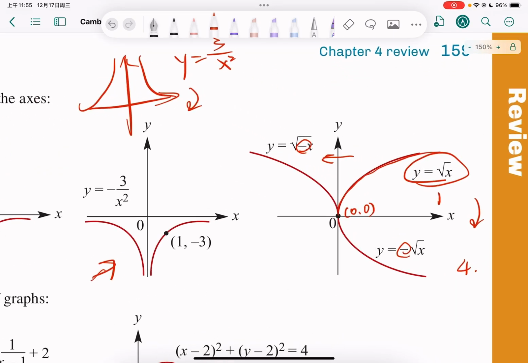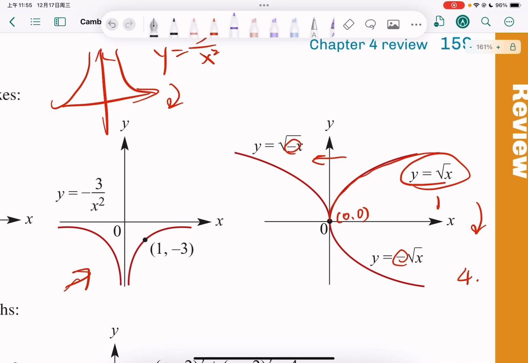Or you can think of it like this, because we know under the square root, this thing must be, let's say, for example, a. So this a must be greater than or equal to 0. So if we have a negative x under this square root, then the negative x must be greater than or equal to 0, which means x is smaller than or equal to 0, which is exactly along the negative x-axis.